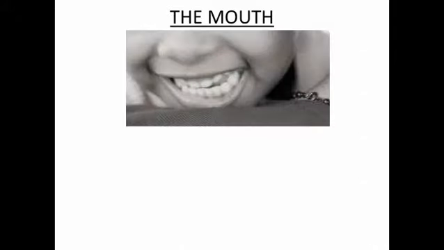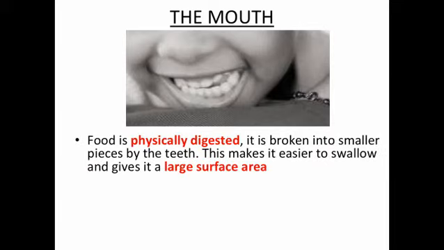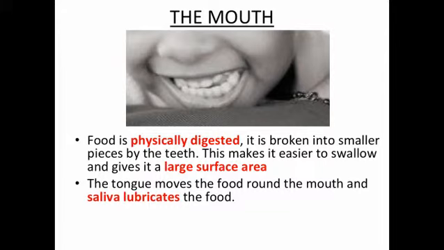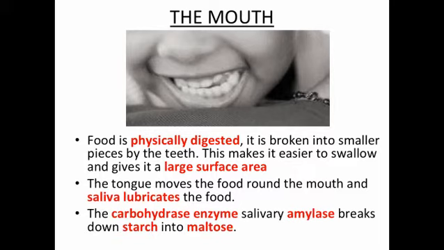So, the mouth. The mouth has two main purposes for digestion. The first one is that it starts to physically digest food, so when you chew, you break the food down into smaller pieces. This gives the food a large surface area. Also, the tongue moves the food around the mouth and saliva is added. Saliva lubricates the food so that when you swallow it can pass down your esophagus very easily. Also, saliva contains an enzyme called amylase. This salivary amylase starts the process of digestion by breaking down starch into maltose.